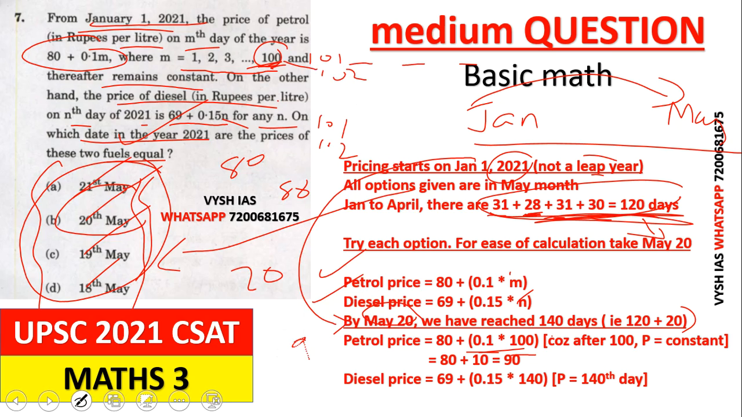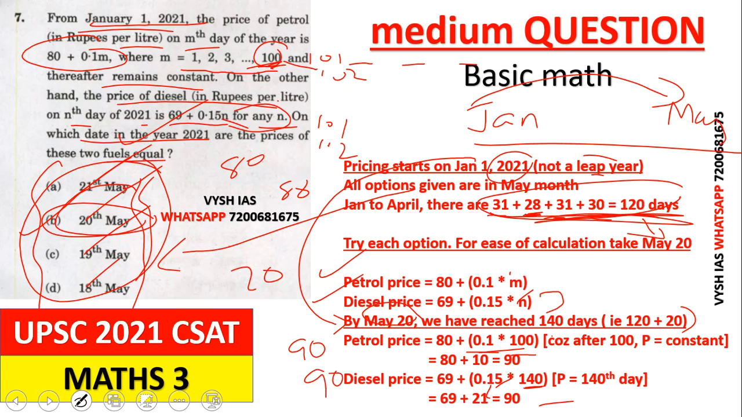Now we'll check what the diesel price is coming to. Diesel price is 69 plus 0.015 into, here you have to use 140, because it's told for any n, meaning there's no constancy after 100 and all. 102nd day it is 102, 103rd day it is 103. That's how the price is. So if you do the 140th day and multiply, 69 plus this will come as 21, and it's again 90. So the option we first took for calculation is itself correct. The answer is 20th May. On 20th May, the price of petrol and the price of diesel are both 90.